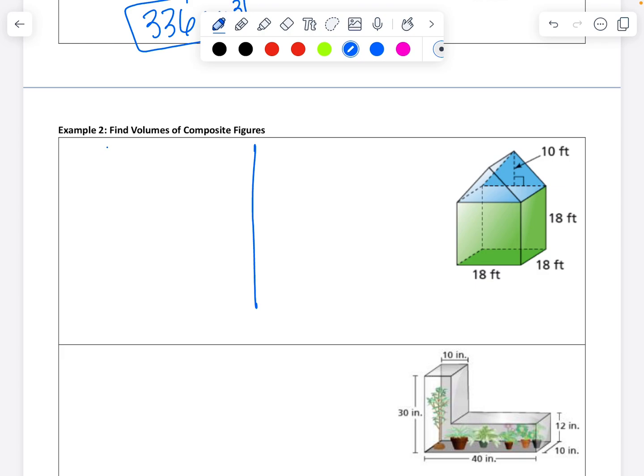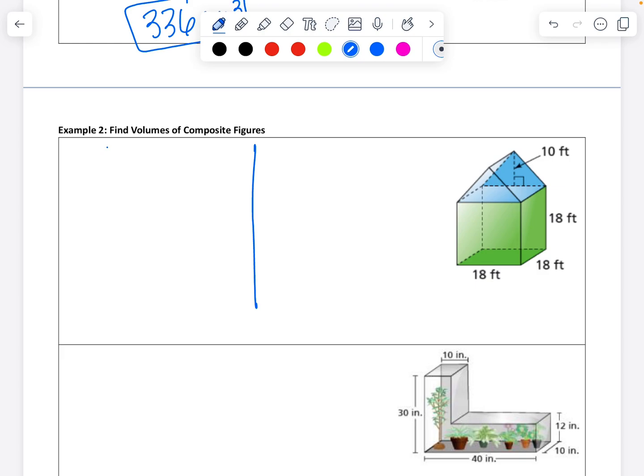So for my cube, remember it's easy for cubes because all you have to do is multiply all 3 numbers. So because it's 18 times 18 times 18, that one's an easy one. So when you put that in your calculator, you should get 5,832 feet cubed.